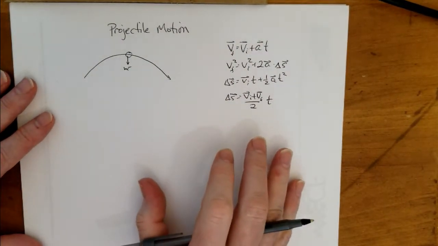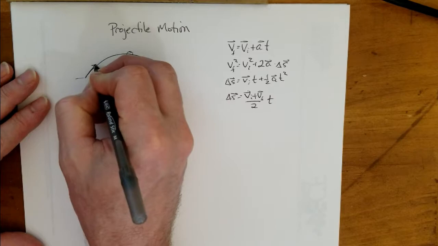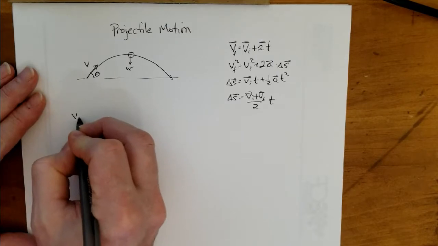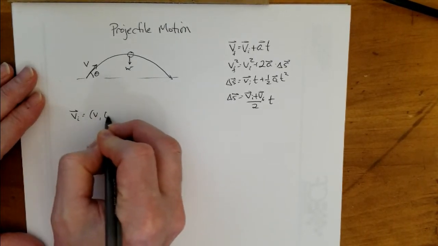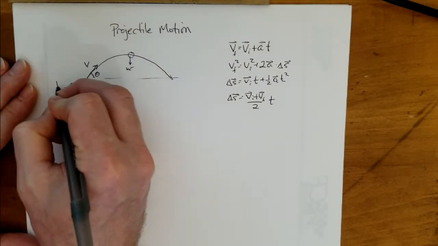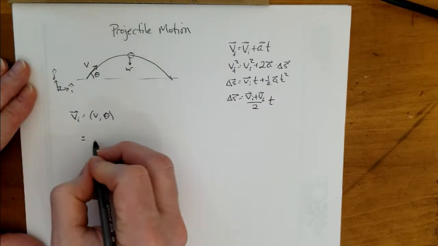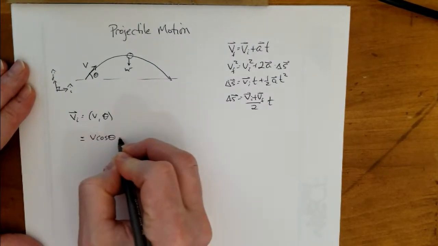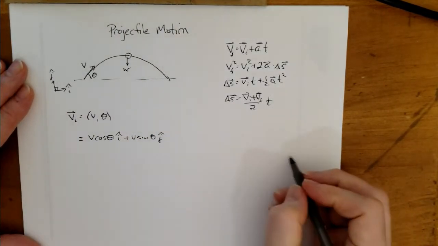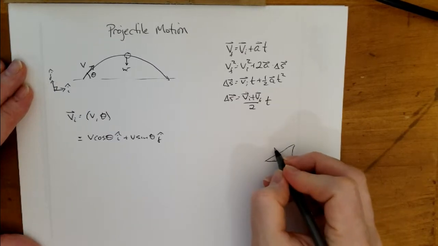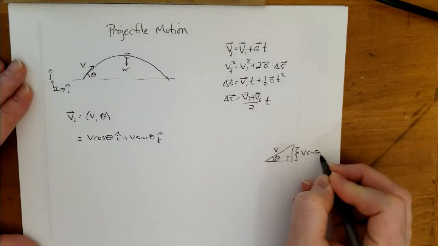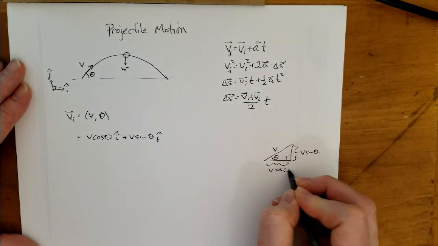So with the four major kinematic formulas, if I have an object that is launched at some speed v and some angle theta, well, the initial velocity in polar form would be v at angle theta. In rectangular form, if we establish our coordinate system like this, i and j, we have v cosine theta i hat plus v sine theta j hat. If you've forgotten your trig a little bit, we have a right triangle. Hypotenuse is v, this angle is theta, so the opposite side is v sine theta, the adjacent side v cosine theta.